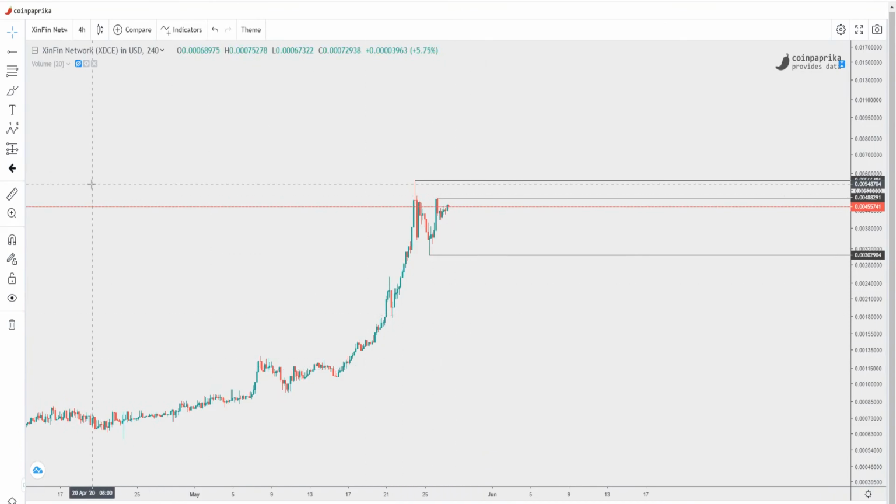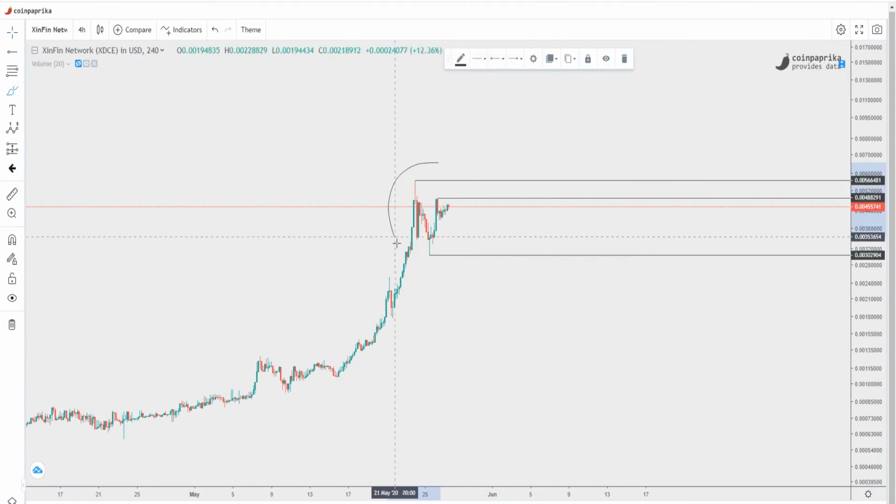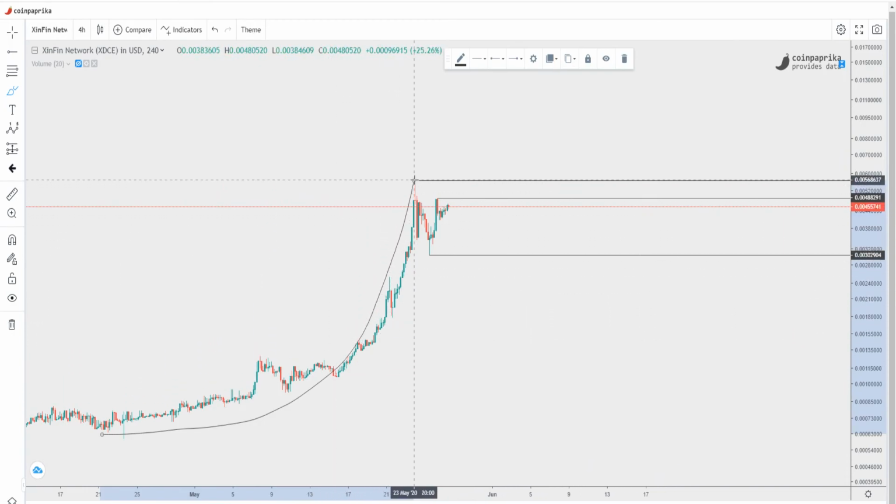Okay, so who is in charge here? Who's in control of this action? We have the bulls making their move, and now we are going sideways. Some people will say consolidation, but it's not consolidation at all.